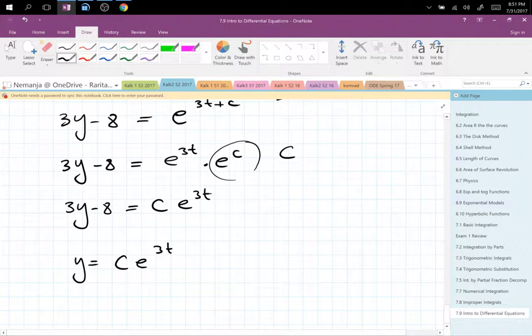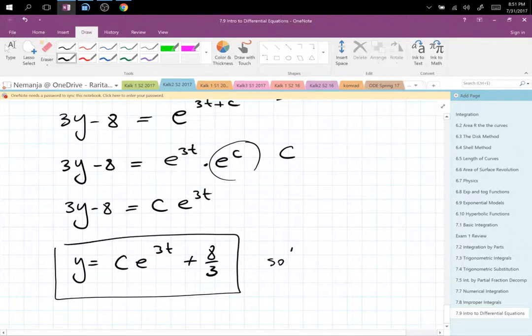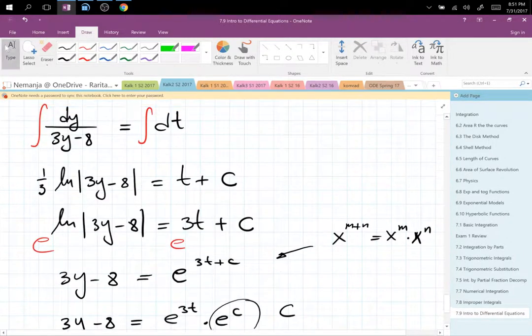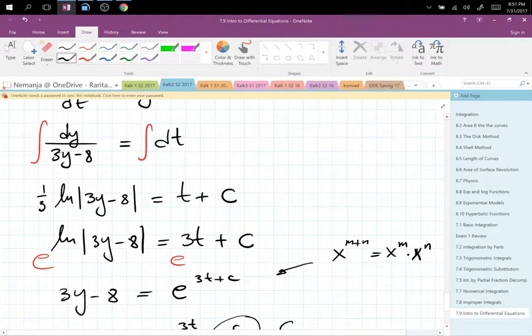Again, divide by 3 gets absorbed by c, and that will be the solution. U sub. If I'm integrating this, u is equal to 3y minus 8, du is equal to 3 dy. I don't have a 3, so I will put 3 and I'll put 1/3 in front.